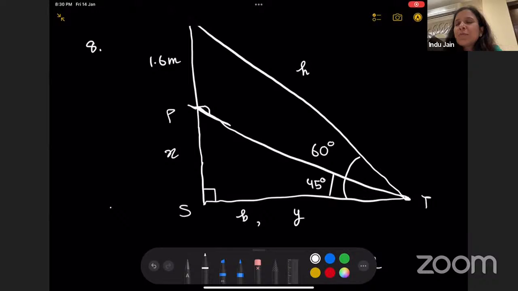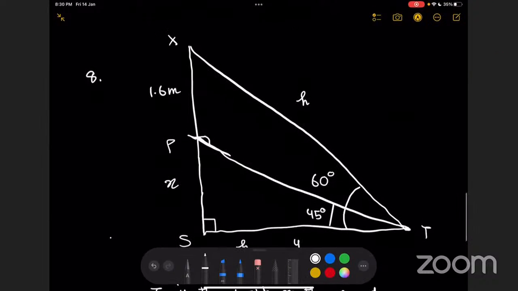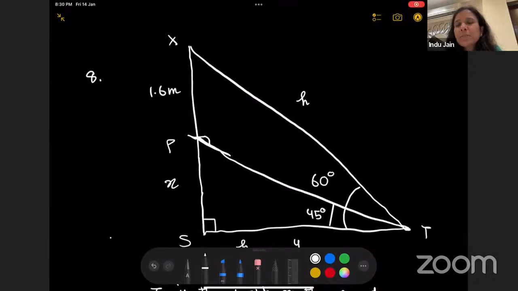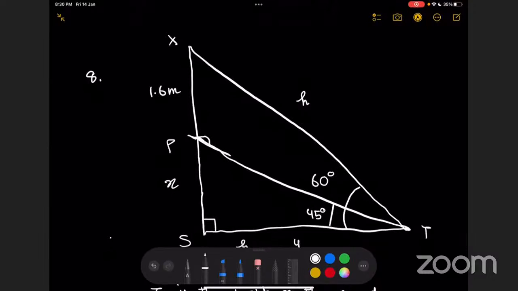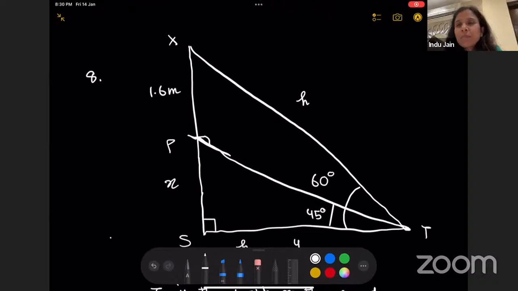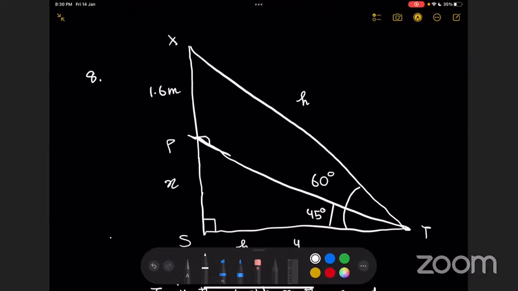Can you name the one which you have spotted? That is PSX. And how about SPT? It's PST. It's a right angle triangle. Yeah, I just thought of that as a whole. Okay. Now solve it.